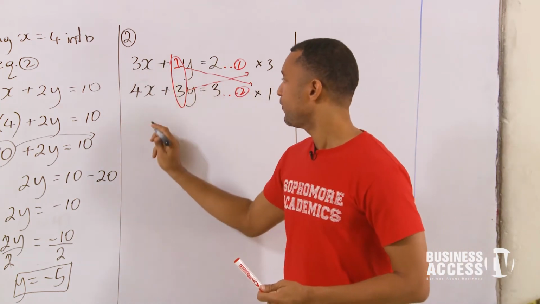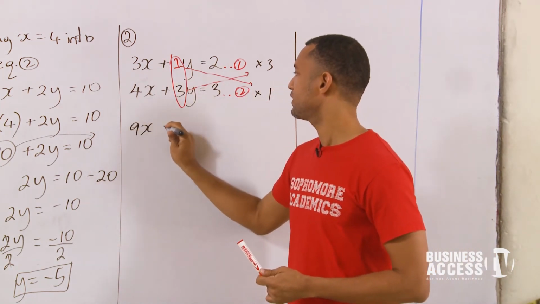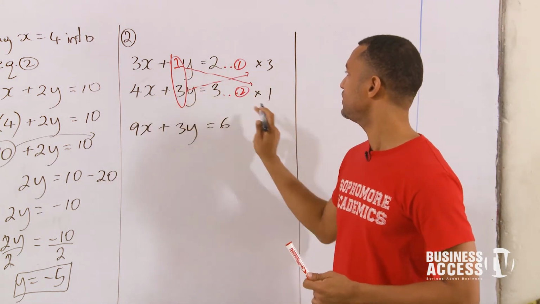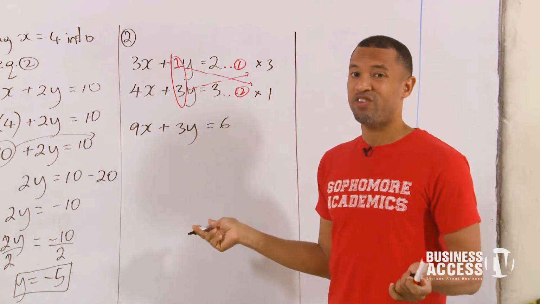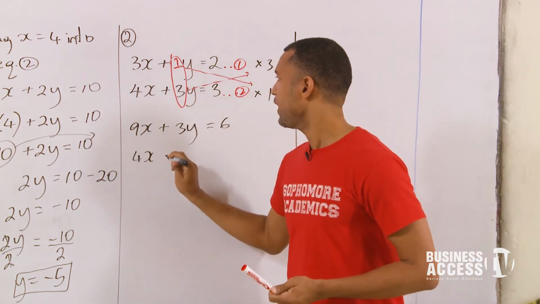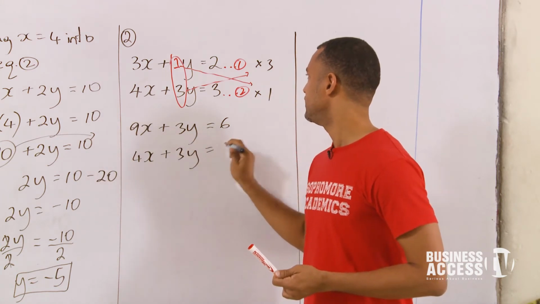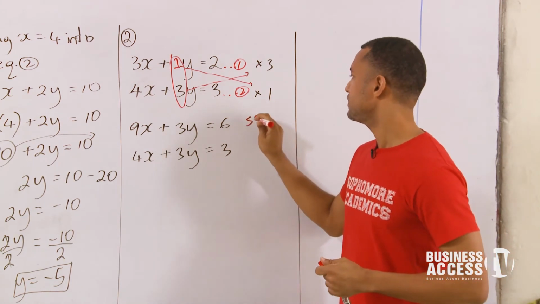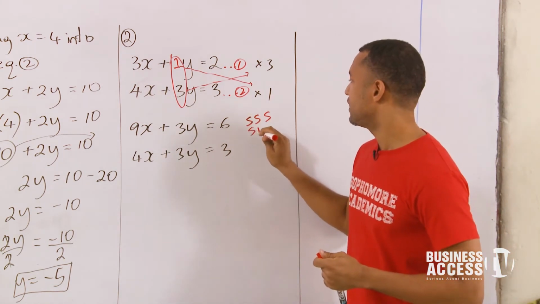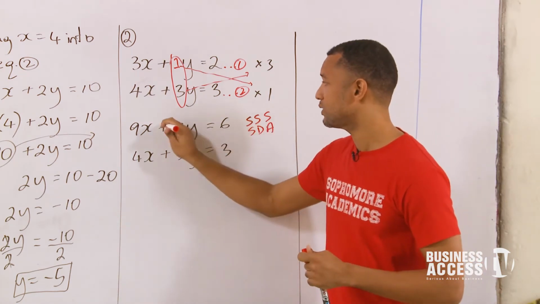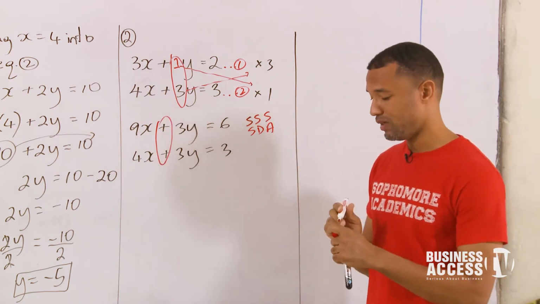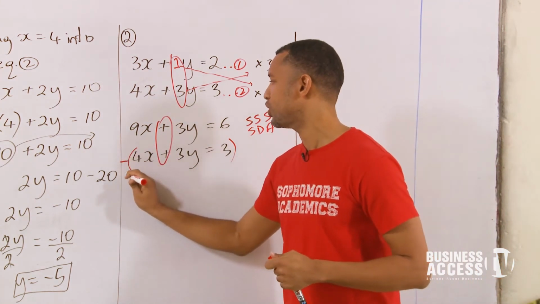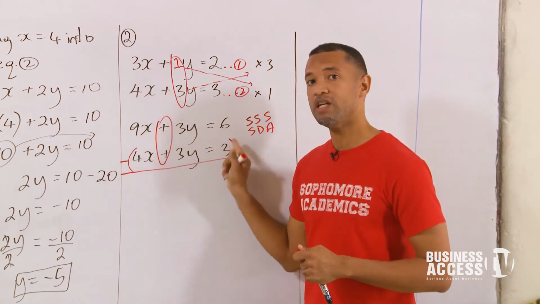So let's just do this. 3 3s, that's 9x, plus 3 1s, that's 3y, is equal to 3 times 2 is 6. 1 times everything is going to give you back everything, right? So 4x plus 3y is equal to 3. All right, remember now at this point, guys, if the signs are the same, we subtract. If the signs are different, we add. What signs are we talking about? The signs in the middle. Now, guys, in this case, the signs are the same, so we're gonna subtract. We're gonna subtract one equation from the other one.